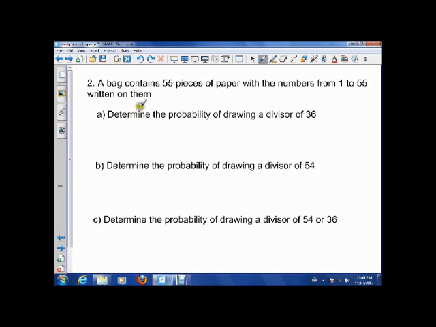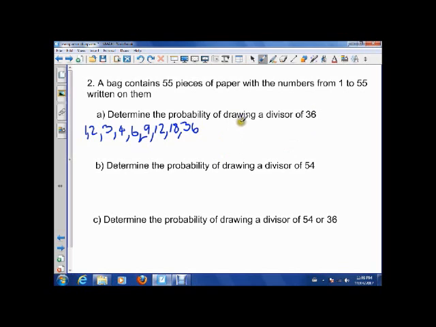Alright, so a bag contains 55 pieces of paper, and they have the numbers 1 to 55 written on them. Determine the probability of drawing a divisor of 36. The first thing that we have to do is figure out what the divisors of 36 are. So that's our whole list: 1, 2, 3, 4, 6, 9, 12, 18, 36 are all divisors of 36.